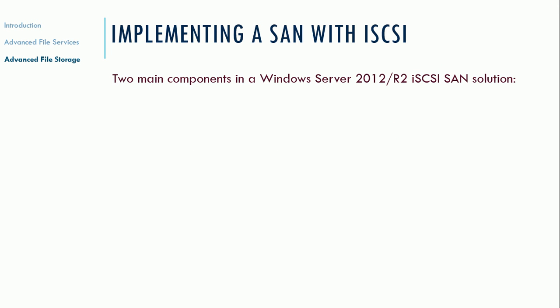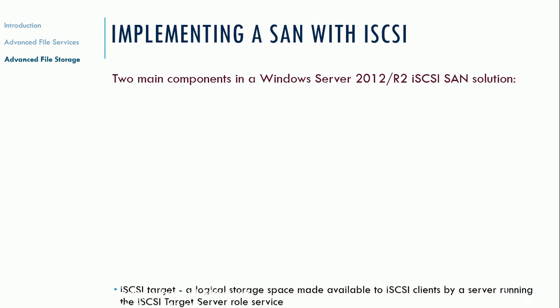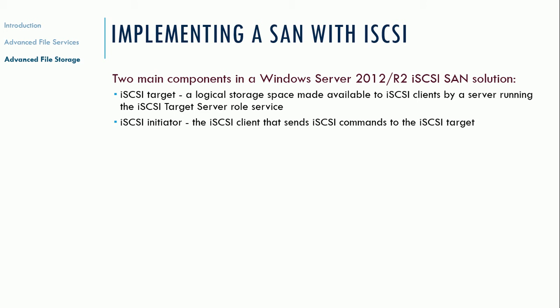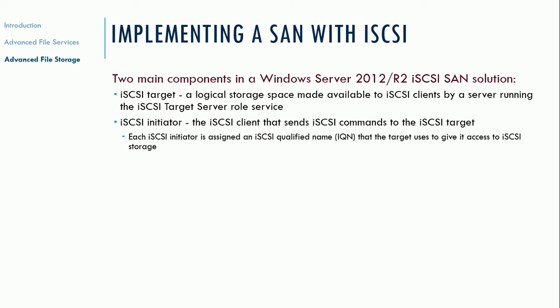So the 2 main components in Windows Server 2012 and newer that you're going to use to implement iSCSI are the iSCSI target and iSCSI initiator. So iSCSI target is a role, and the iSCSI initiator is a feature that should be included by default in Windows 2012 as well as Windows 8 and 10, although I think you have to install it for Windows 7. So that would allow you to connect to an iSCSI target.